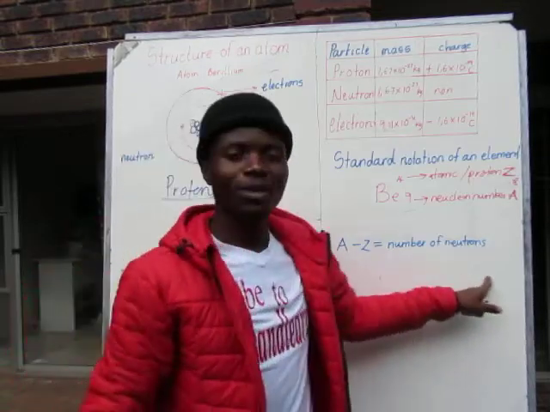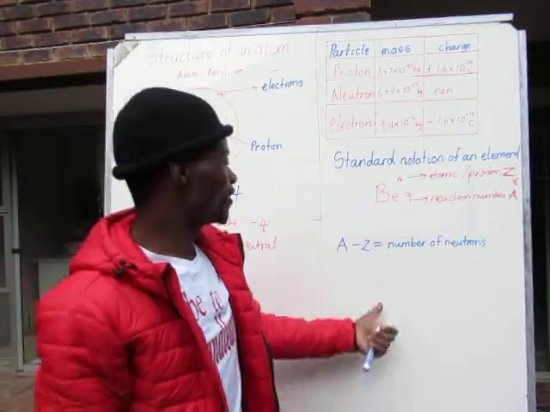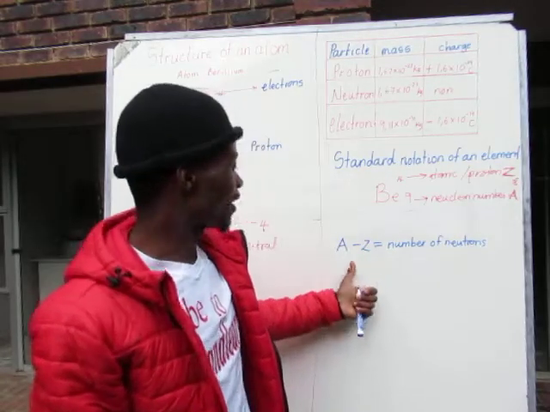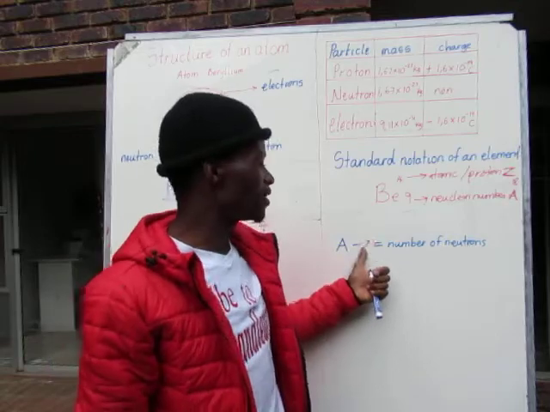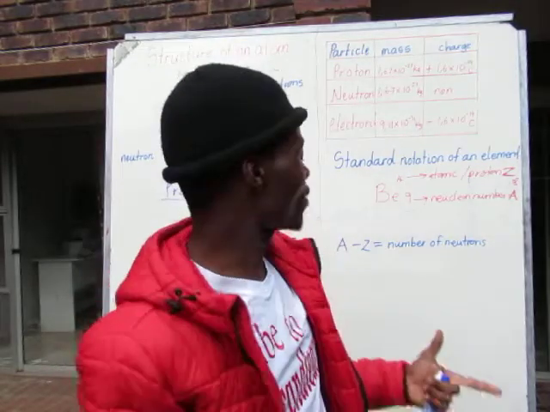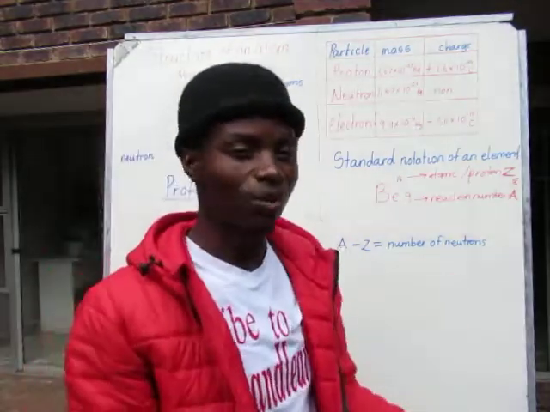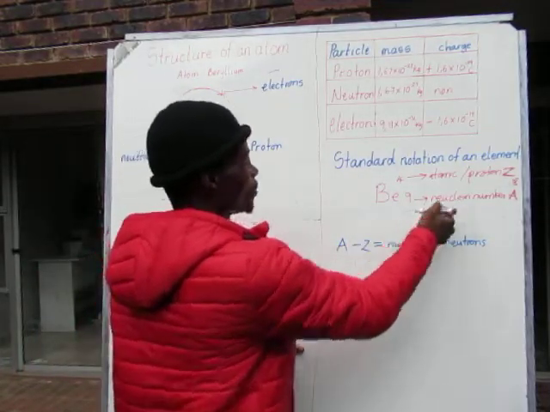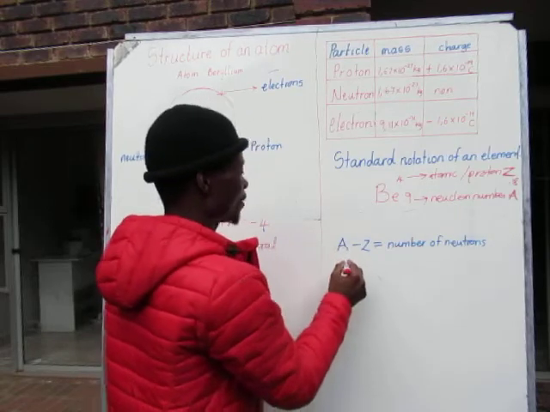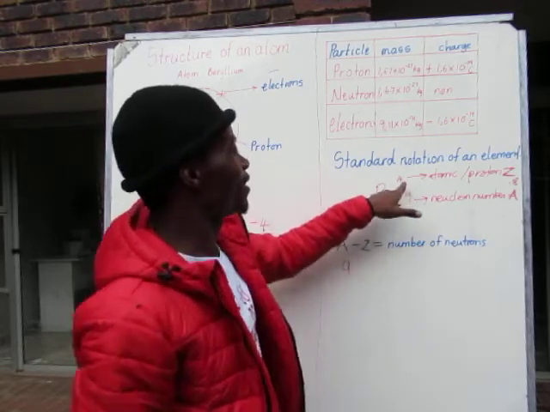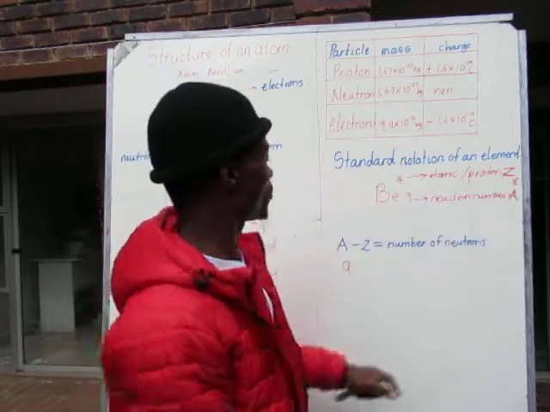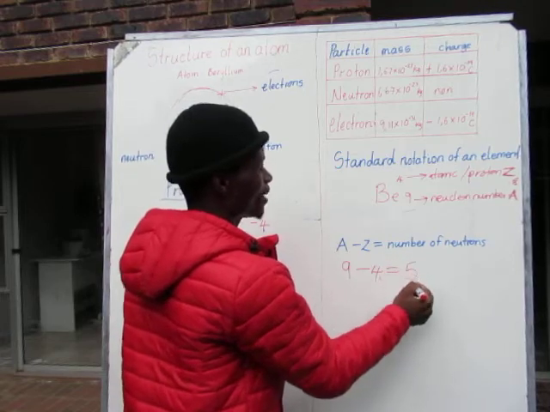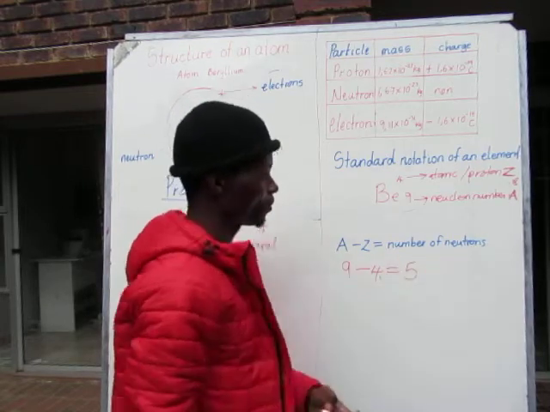So we can do the last equation that we have here. Given that we know the nucleon number, which means protons plus neutrons, and we know the atomic number, which means the number of protons, we can calculate the neutral particles, which are the neutrons. So given that A, the nucleon number or the mass number, is 9, and the atomic number or the number of protons is 4, so 9 minus 4, I'm left with 5. So this would be the number of neutrons.